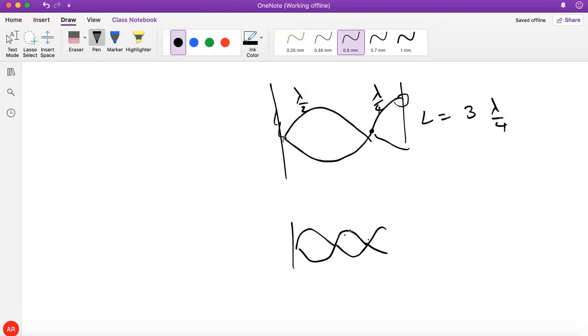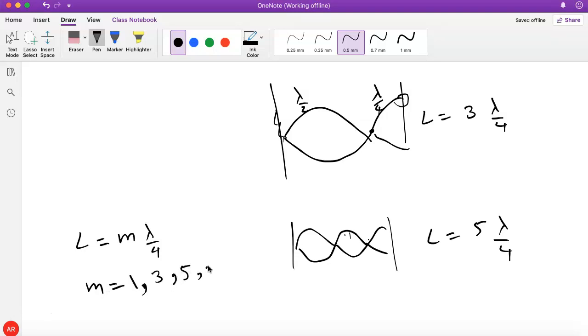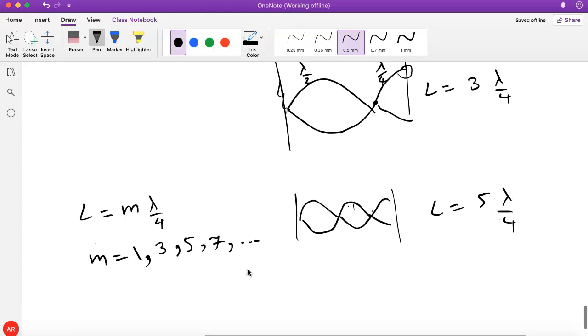This is lambda over 4, then this is another 2 of them, another 2 of them, so it's going to be 5 lambda over 4. And you see the general pattern. So L is going to be now M times lambda over 4, where M, instead of being any integer, is an odd integer: 1, 3, 5, 7, etc. So that's the pattern we get.